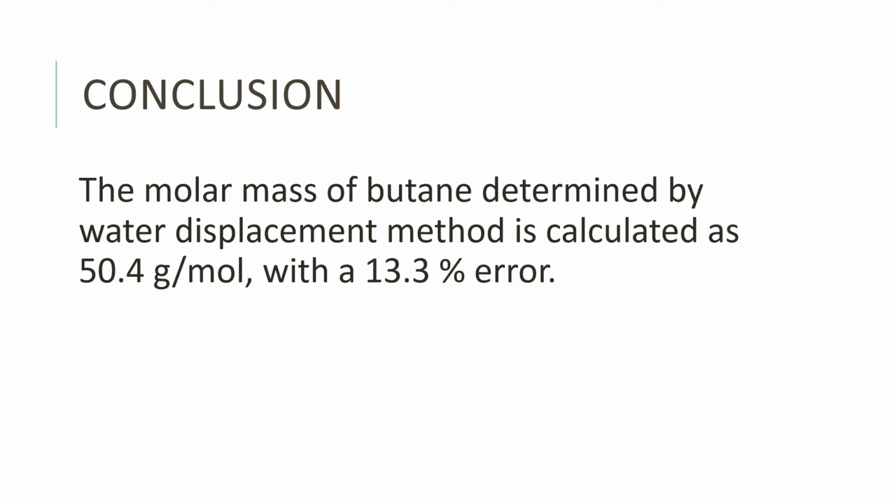Conclusion. The molar mass of butane determined by the water displacement method is calculated as 50.4 grams per mole, with a 13.3% error.